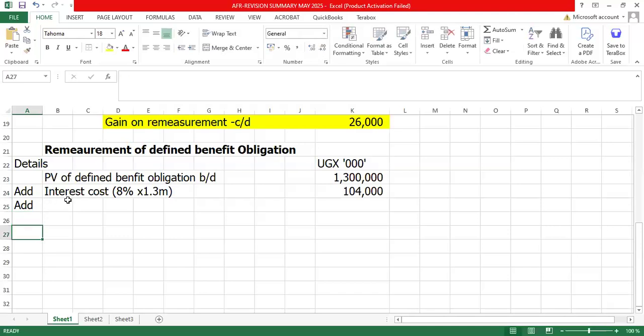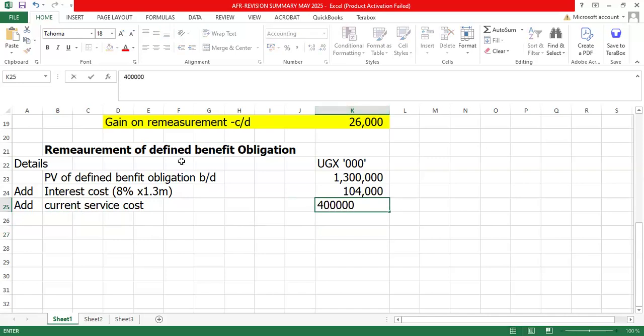Next, I add. Now, after handling your interest costs, you're going to add current service costs. These are costs paid to employees during the year. This is what the company paid during the year. It would be salaries, bonuses, mention all of them. 400,000.